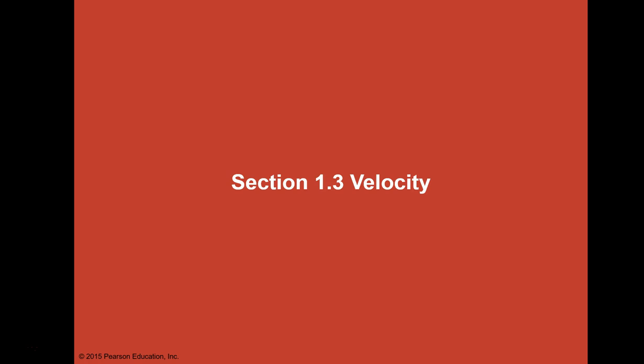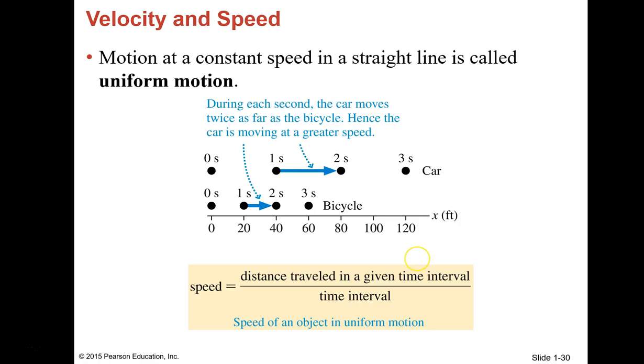Okay, the last section for this chapter 1 is on velocity. We talked about it a little bit in the early part. Okay, velocity is displacement over time. Now we're going to look at that in a little bit more detail here. Okay, so motion at constant speed is called uniform motion. Straight line motion, uniform motion. Okay, and speed is just straight line distance divided by time. There you go. That's your speed.